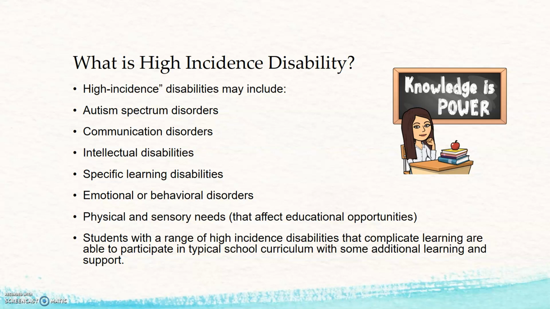So first, let's talk about what a high incidence disability is. High incidence includes any disability such as autism spectrum disorders, communication disorders, intellectual disabilities, specific learning disabilities, emotional and behavioral disorders, physical and sensory needs, that are affecting the educational opportunities of that child. Students with a range of high incidence disabilities that complicate learning are able to participate in the typical school curriculum with some additional learning support. That means stuff we're going to do as teachers and as paraprofessionals to help our students continue on with the typical school curriculum.